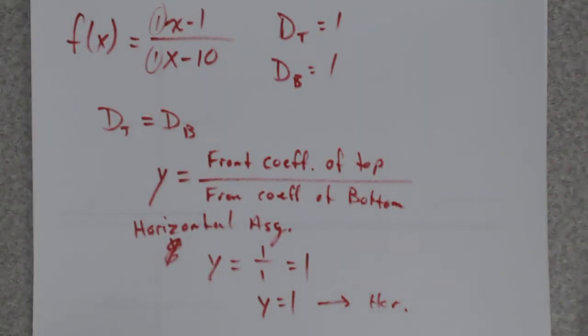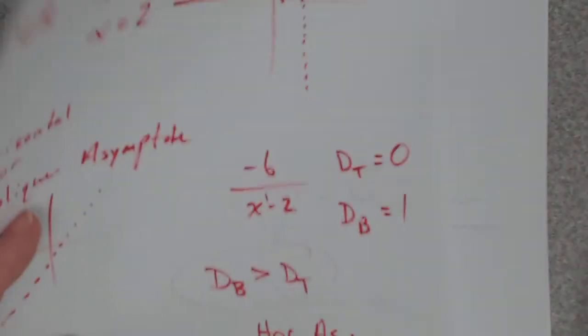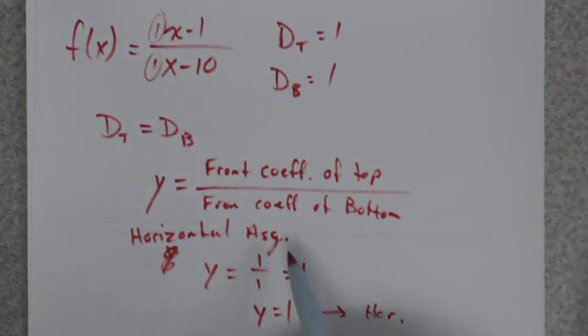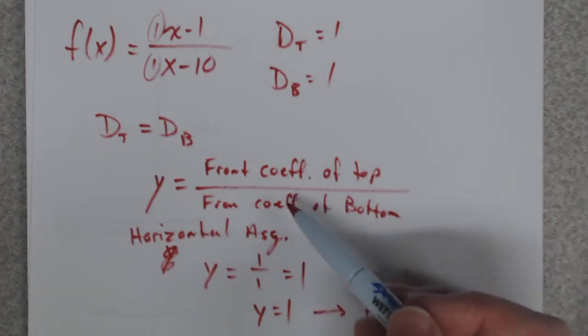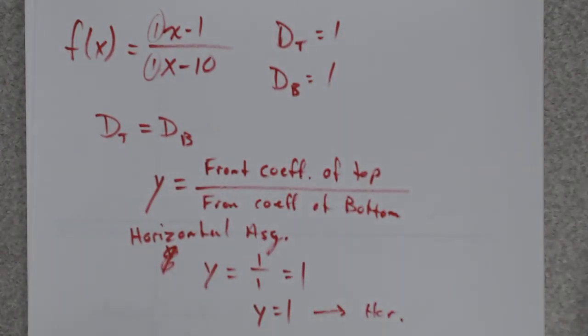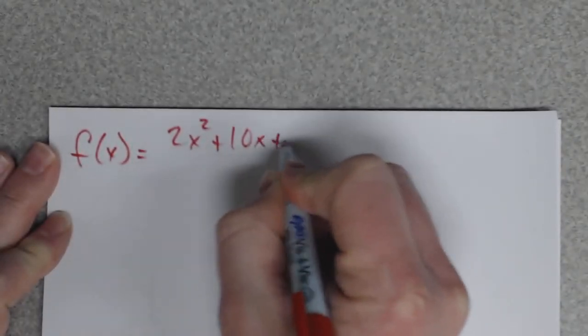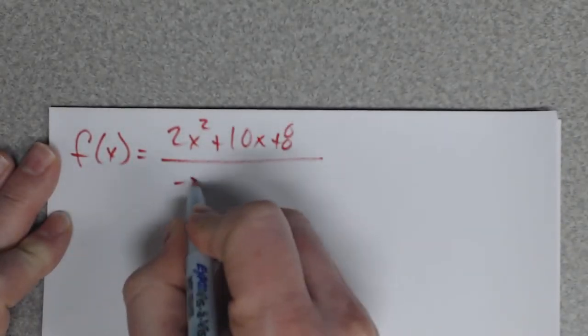Remember what happens when the degree of the bottom is bigger than the top? It's automatically y equals 0. When the degrees are equal, it's a fraction: the front coefficient divided by the bottom coefficient. Well, let's see. I guess the other issue would be if the degree of the top is bigger than the bottom. So let me give you one that's like that. Let's get another function going here: 2x squared plus 10x plus 8 all over negative x minus 9.